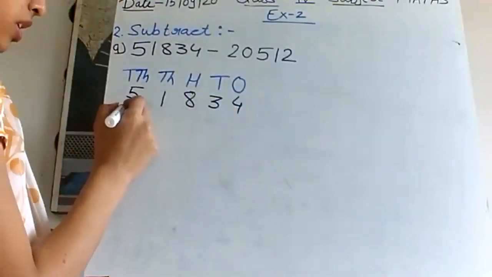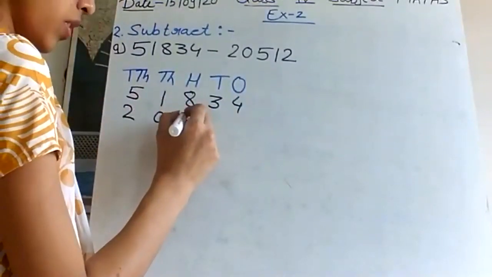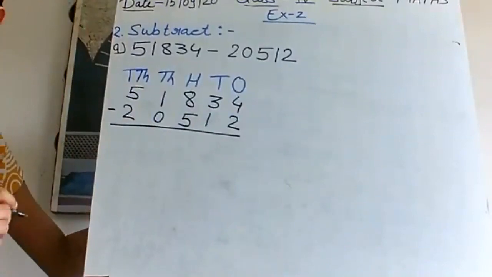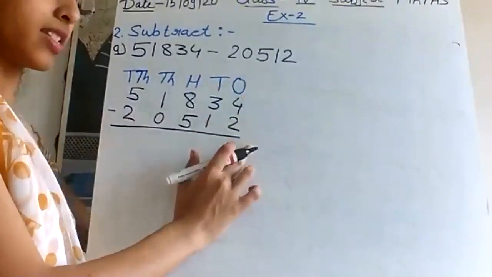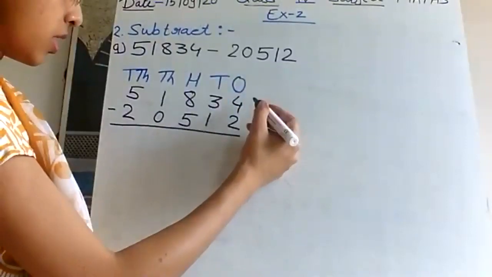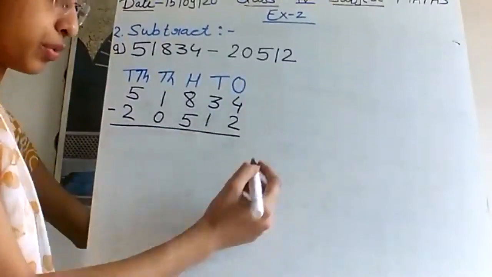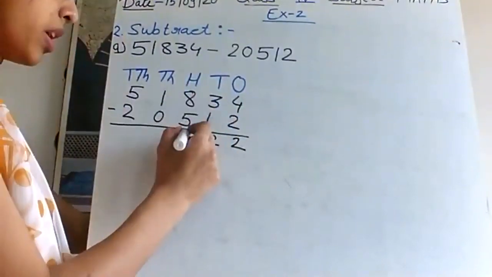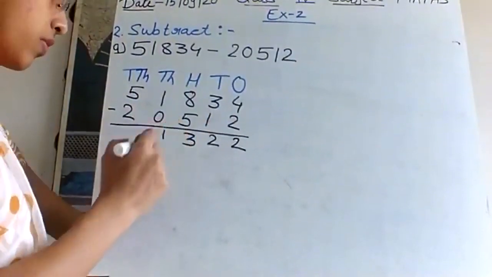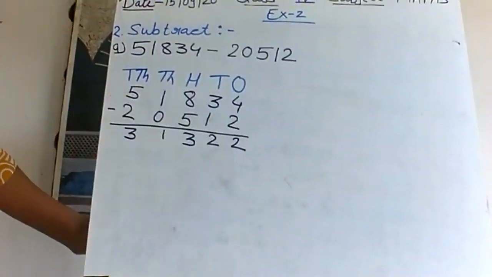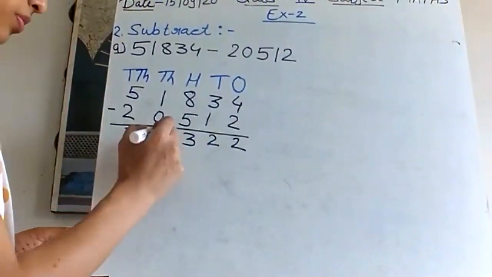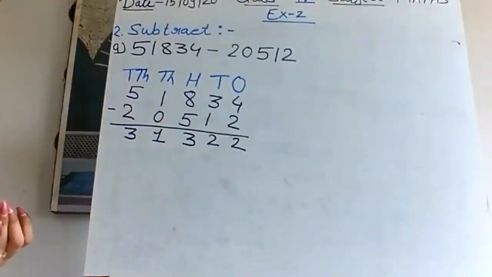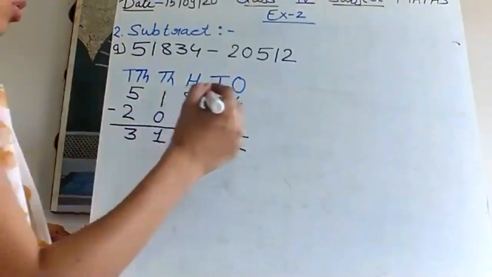Now arrange the number according to their place. 51,834. Next number is 20,512. Now subtract the number. How to subtract the number? Start subtracting from the very right side, that is from ones place. So digits in ones place are 4 and 2. Subtract 2 from 4, so we will get 2. 3 minus 1 is 2. 8 minus 5, 3. 1 minus 0 is 1 and 5 minus 2 is 3. Okay, so our answer is 31,322.